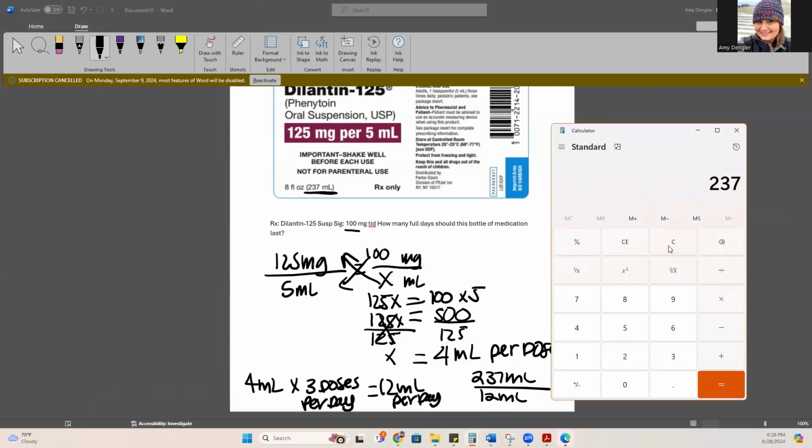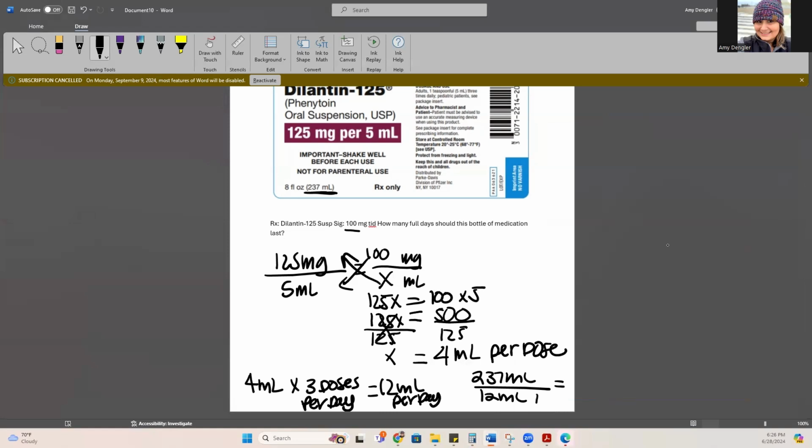And we'll do 237 divided by 12, which gives us 19.75 days, which we would round down to 19 days.